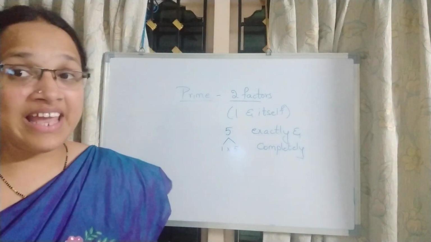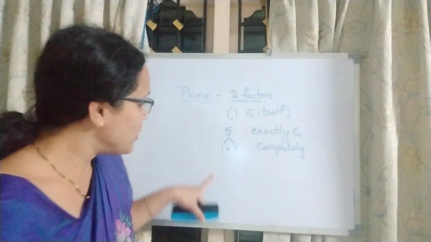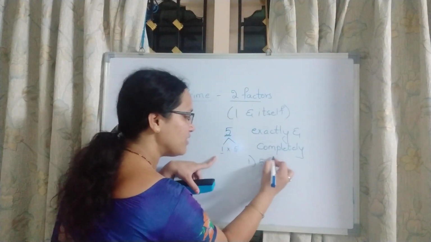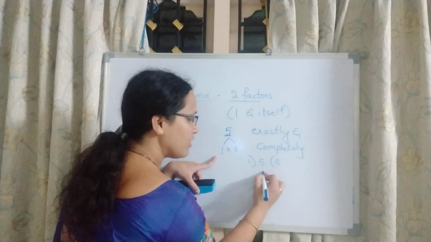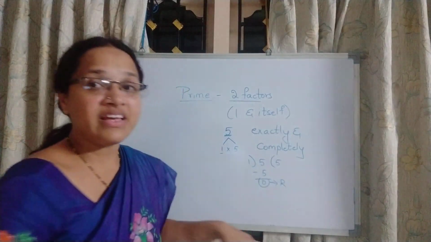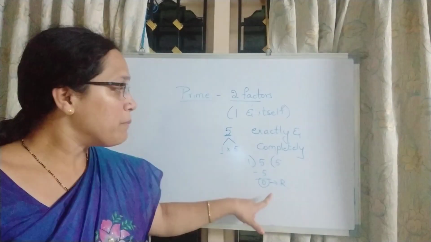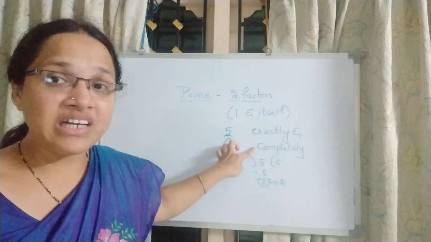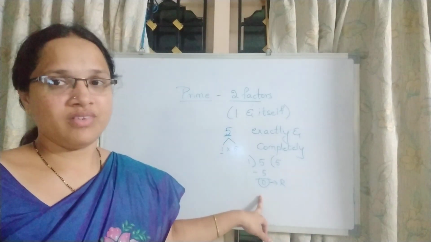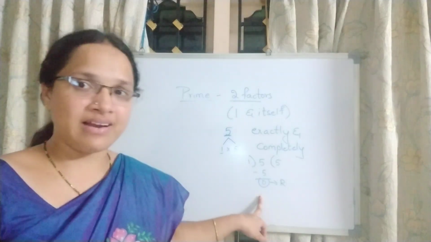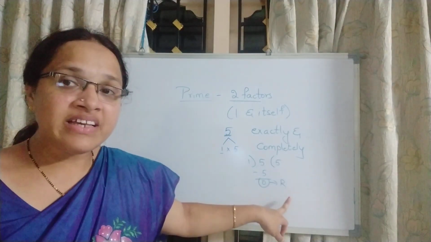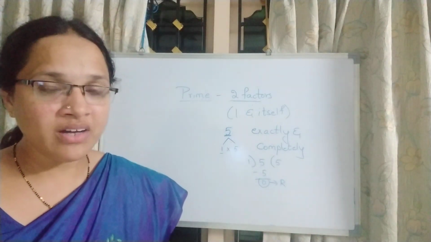Children, exactly and completely, in the sense that when you divide the given number by the factor, 1 fives are 5, the remainder is 0. This means exactly and completely divisible means the remainder becomes 0. Did you understand why I uttered the words exactly and completely? Exactly and completely divisible means the remainder is 0. Did you understand that?